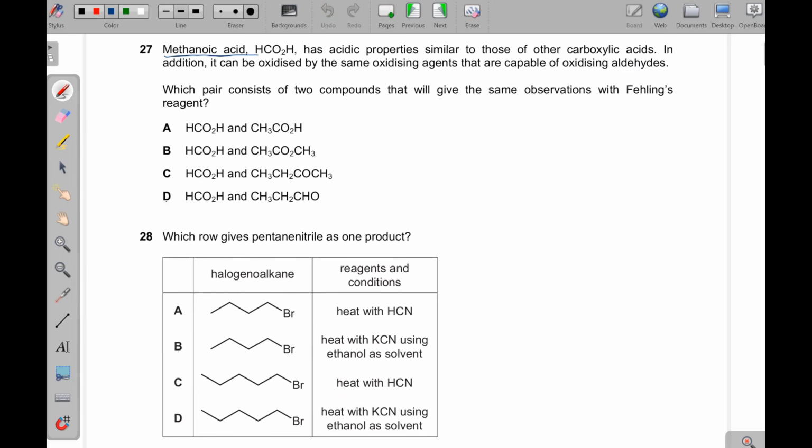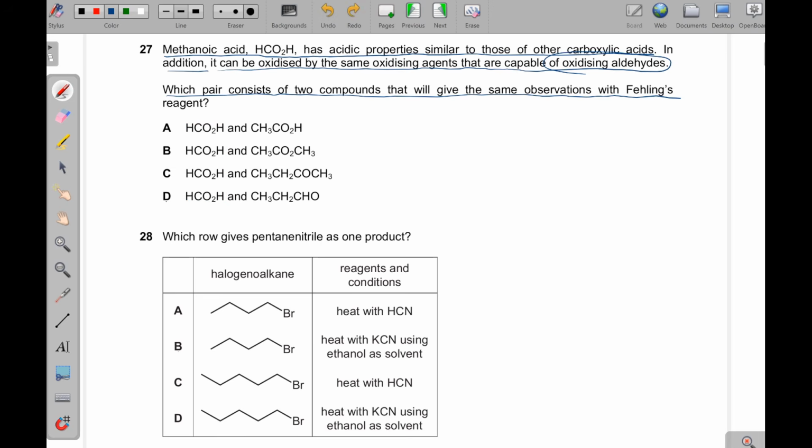Question 27. Methanoic acid has acidic properties similar to those of other carboxylic acids. In addition, it can be oxidized by the same oxidizing agents that are capable of oxidizing aldehydes. The ones that are capable of oxidizing aldehydes, we have Fehling's solution and then Tollens' reagent. You see that? Then they are saying which pair consists of 2 compounds that will give the same observations with Fehling's reagent. And we can see methanoic acid as an option in all of them. You see that? So we leave it.